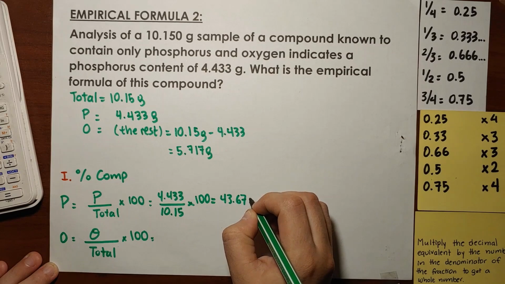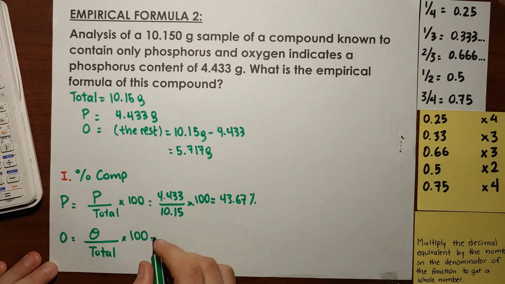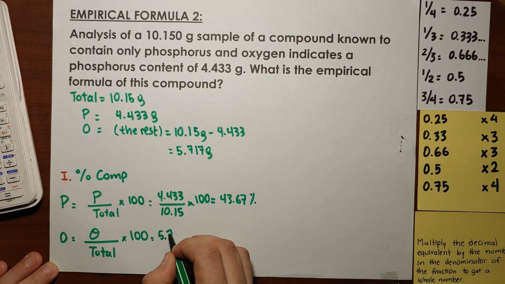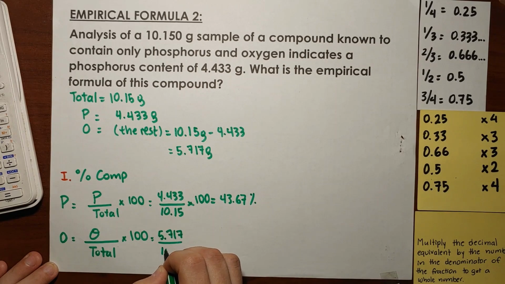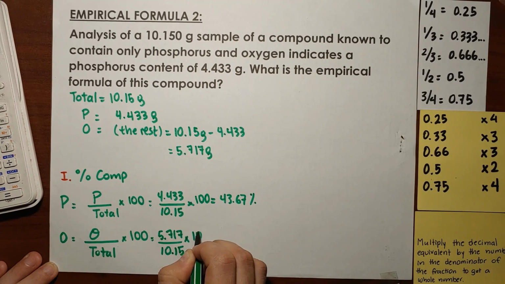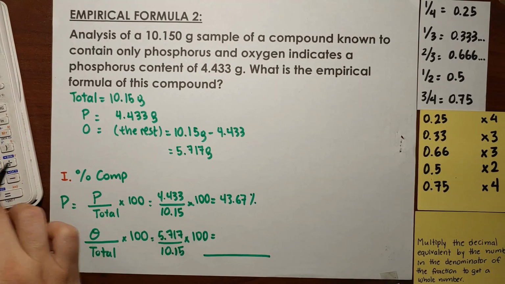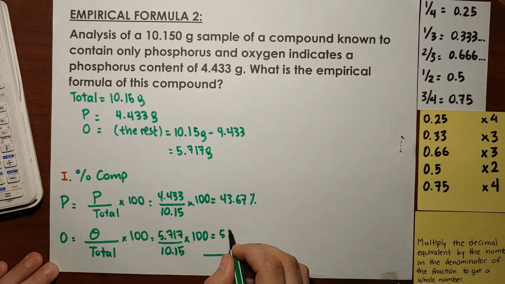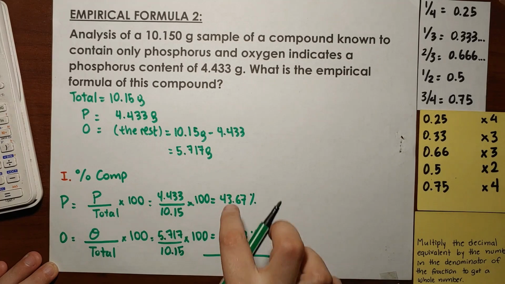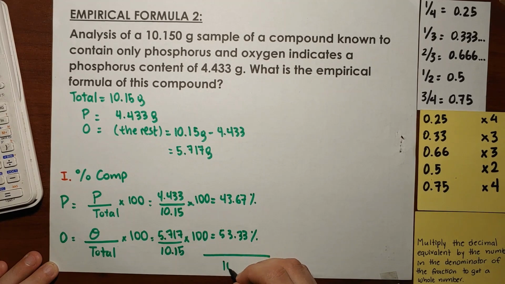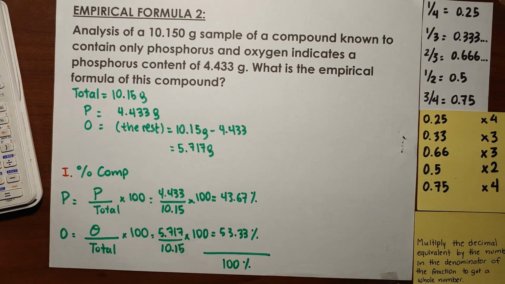.67%, and this is going to be 5.717 divided by 1015 times 100. This should be the remaining of the 100. Okay, so this will be 53.33 rounded percent. If you add this and the other, it's going to give you 100%.